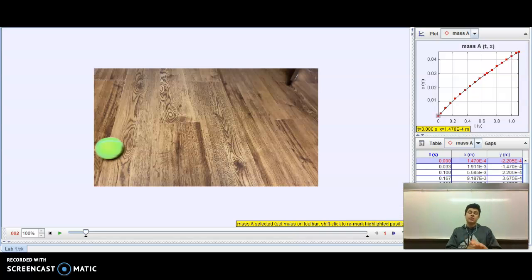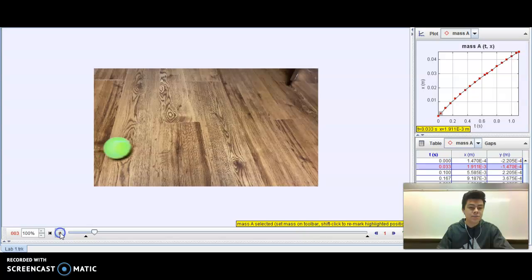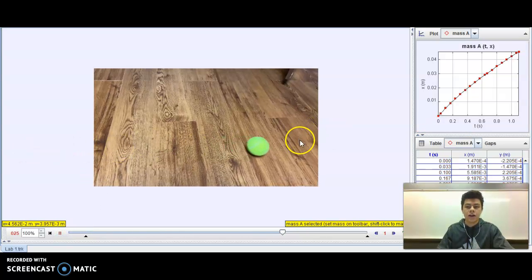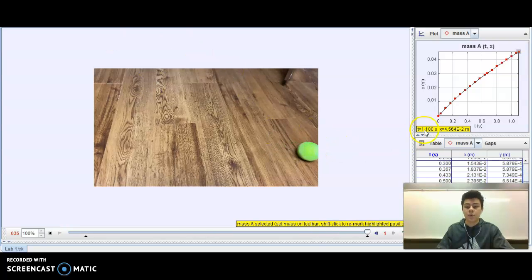So, to illustrate the concept of a zero net force acting on an object, I rolled a tennis ball across the floor of my dorm, as you can see right here. And then, also using Tracker, I was able to plot the position versus time graph, as you can see right here.